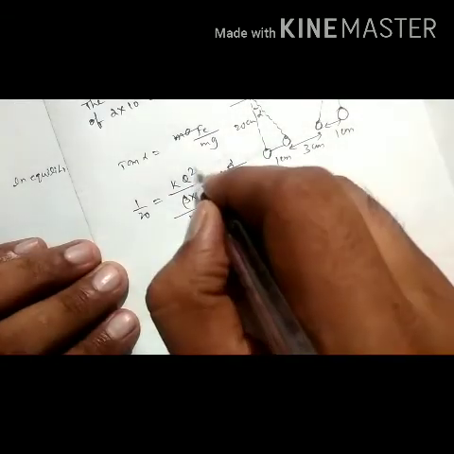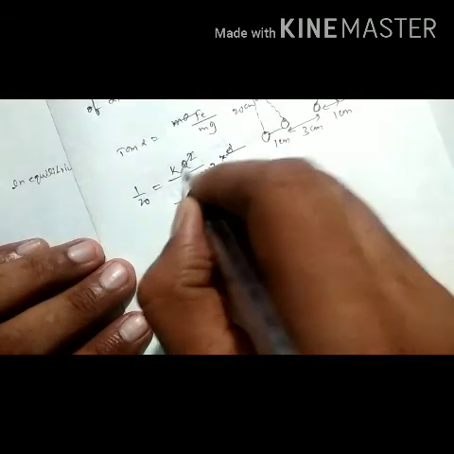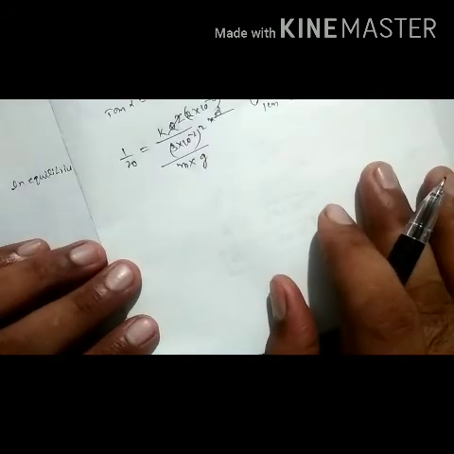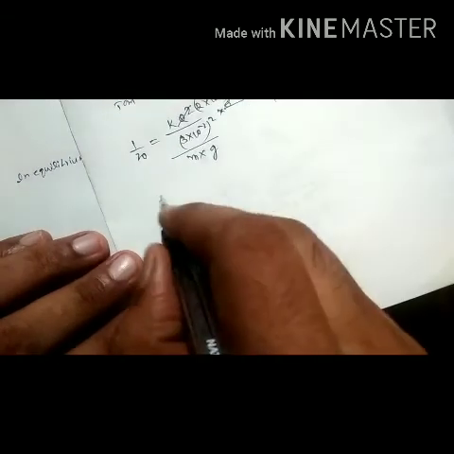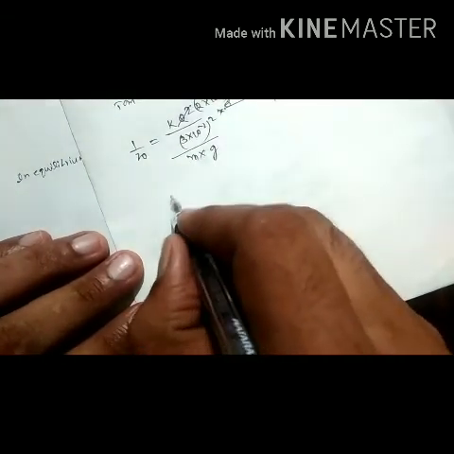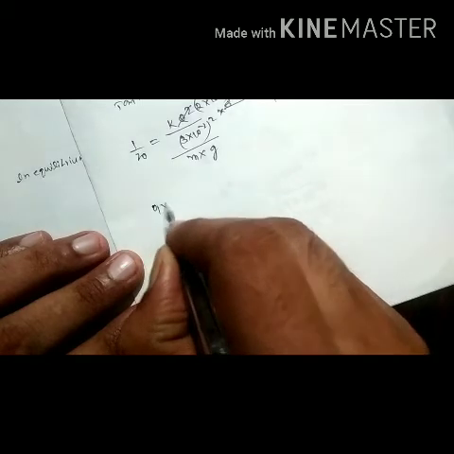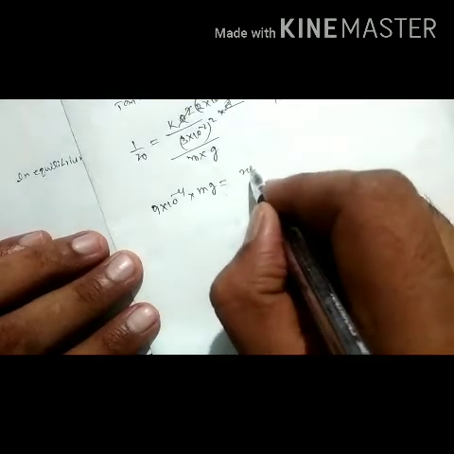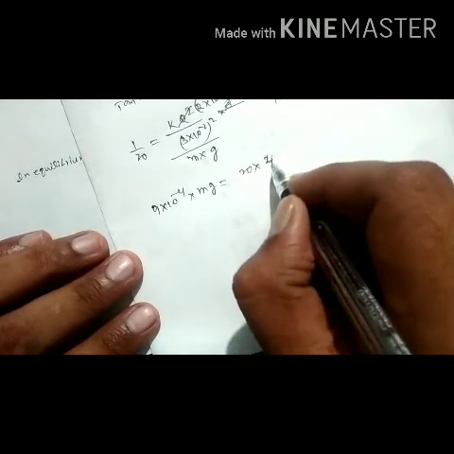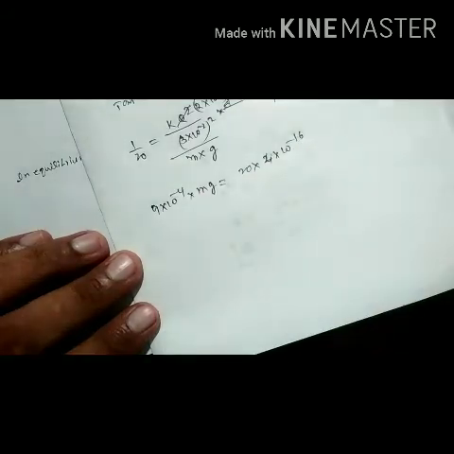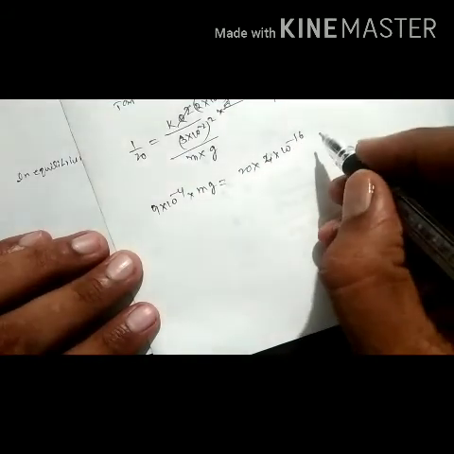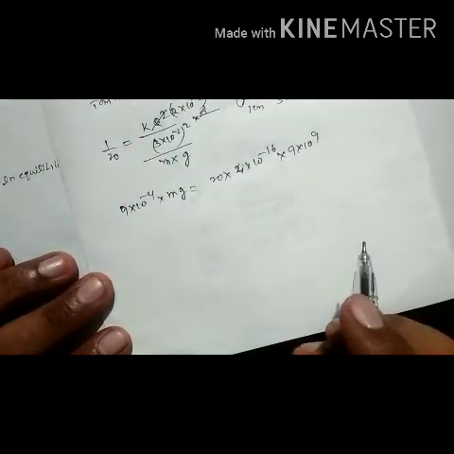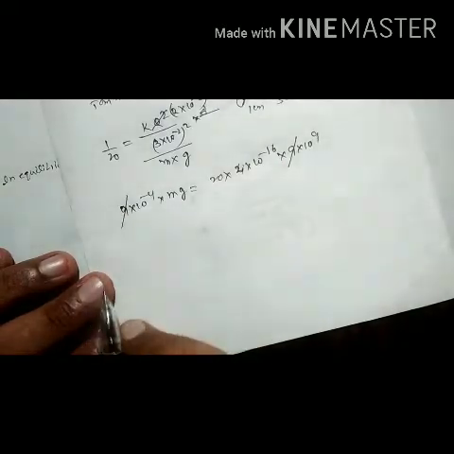What is the charge? 2 into 10 to the power of minus 8, whole square. So if I substitute here, what will I get? If you cross multiply, 9 into 10 to the power of minus 4 into mg is equal to 20 into 4 into 10 to the power of minus 16, multiplied by 9 into 10 to the power of 9, because it is k. Okay, so first you can cancel 9 and 9.